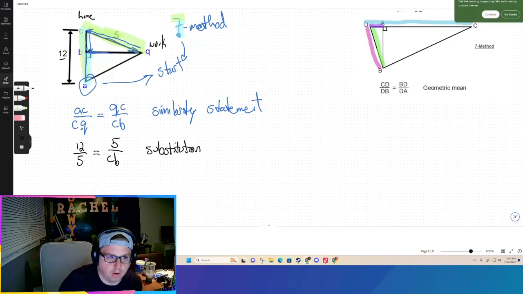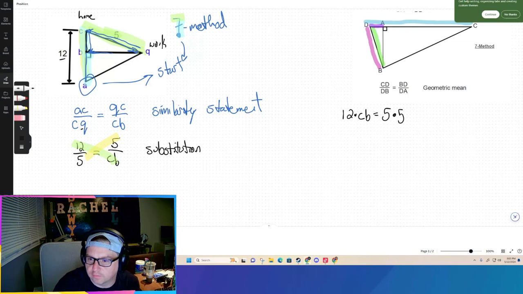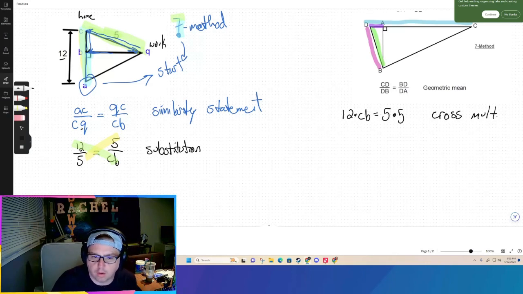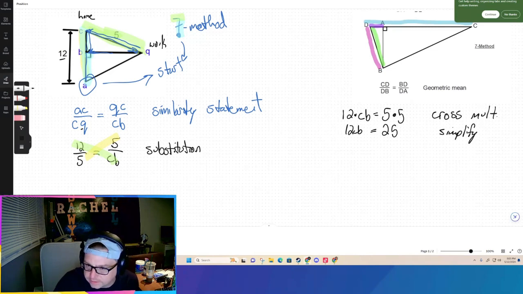All right, now our ever famous cross multiplication. So we want to cross multiply. I'm going to move it over here and I'm going to do 12 times CB equals 5 times 5. And call that cross multiply. After that, we want to simplify it. So 12CB just becomes 12CB, but 5 times 5 we can change to 25.